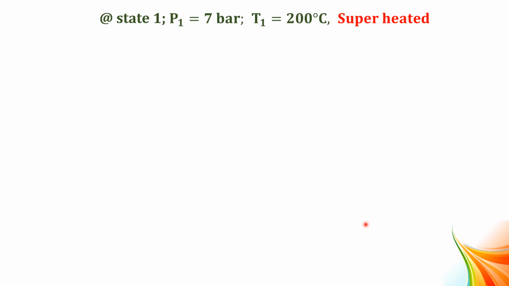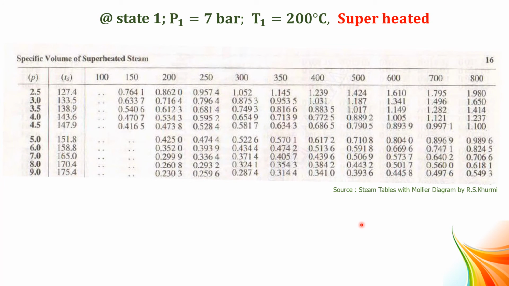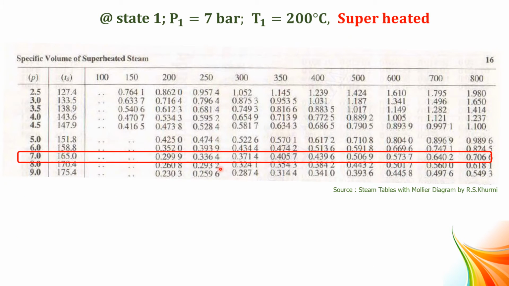Now we have to find out the corresponding specific volume value from the superheated steam table. The pressure is 7 bar and the temperature is 200 degrees centigrade. So corresponding to this pressure and temperature, we get the value of specific volume V1 equal to 0.2999 meter cube per kilogram.